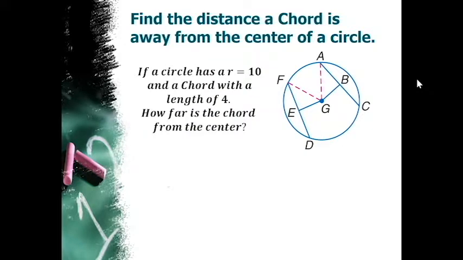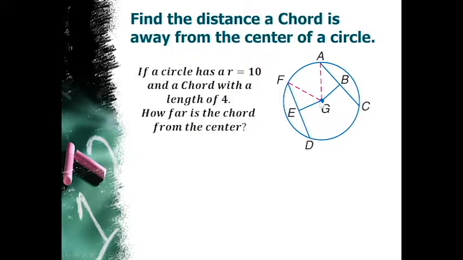In this example, what we're looking at here is the idea that a chord is a set distance away from the center. If you remember on the last slide, what we talked about was the idea that if a chord is a certain distance away from the center, that distance is measured at a right angle. So if a circle has a radius of 10, we could draw in that 10 either here on that red dotted line or here on this red dotted line. And then it says that we have a chord with a length of 4, which means FD is 4.